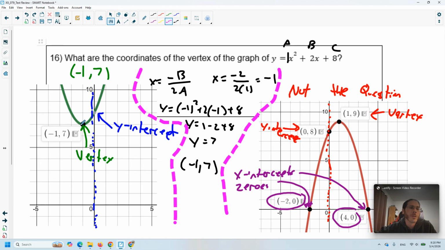Probably most people are just going to graph it. If you graph it, just make sure you pick the right point. Don't pick any of the intercepts. If it says vertex, vertex is either the top or the bottom. So again, you either have a bottom or you have a top.